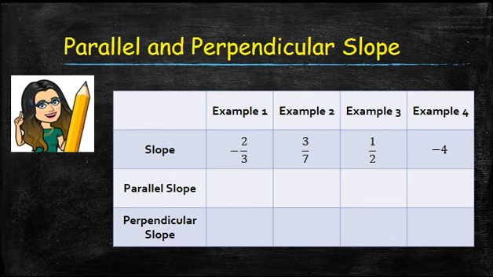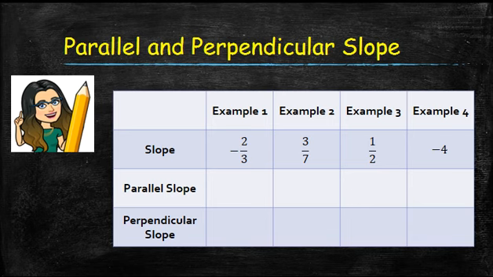Parallel and perpendicular slope. Parallel slope stays the same because they never intersect, so they have to have the same slope. For perpendicular slope, we do two things. We want to change the sign. So if it's positive, it becomes negative. Negative becomes positive. And then we flip the fraction.